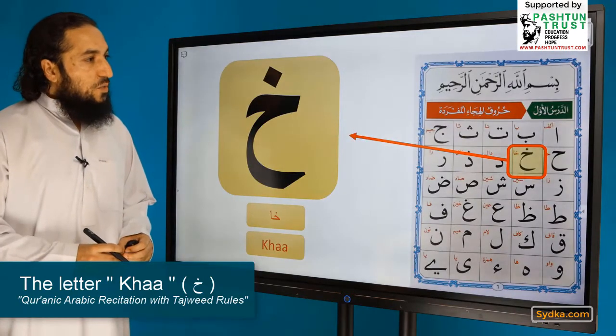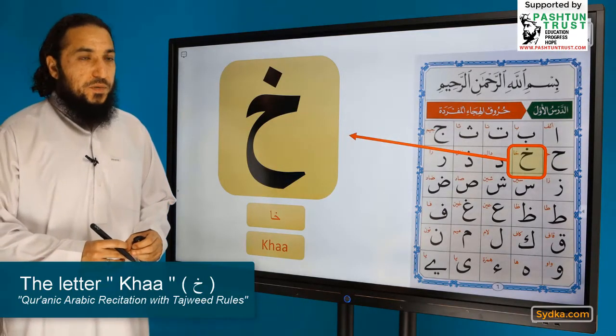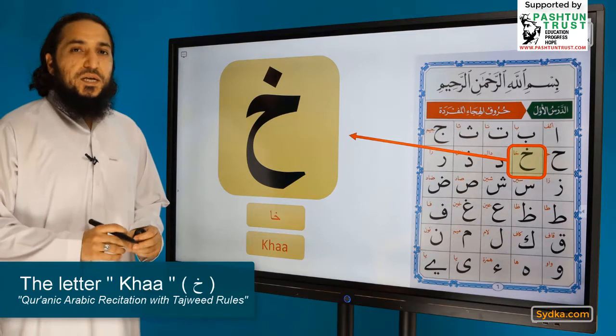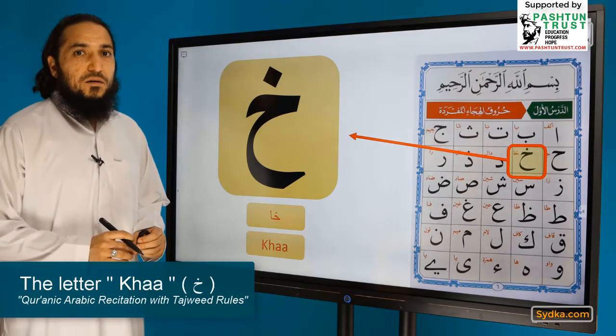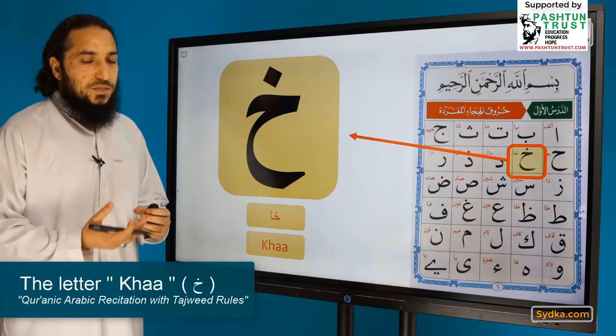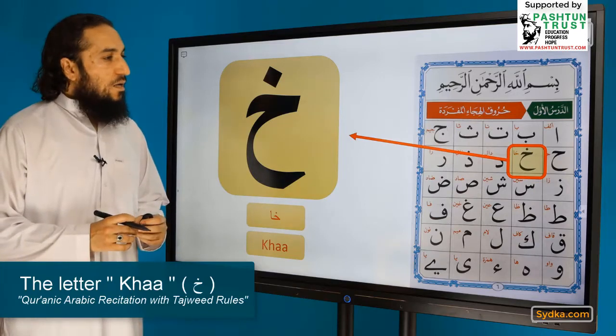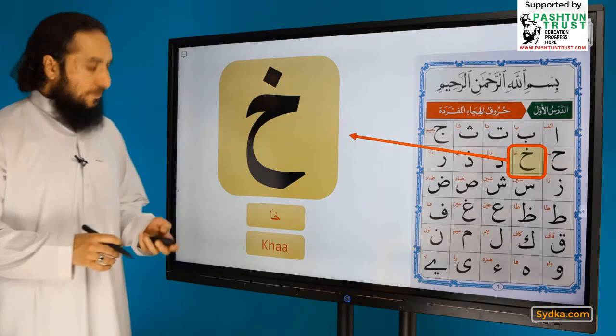In this session, we will be studying the seventh letter of the Arabic alphabet. It is called Khaa, and the sound is Kh. So the letter is called Khaa, and the sound is Kh. Okay.